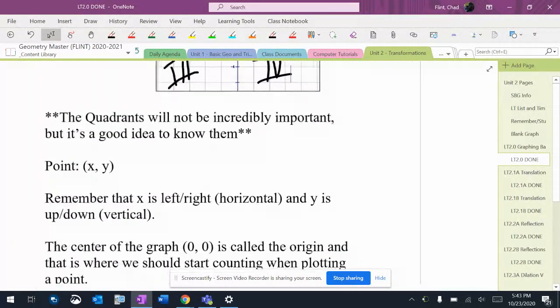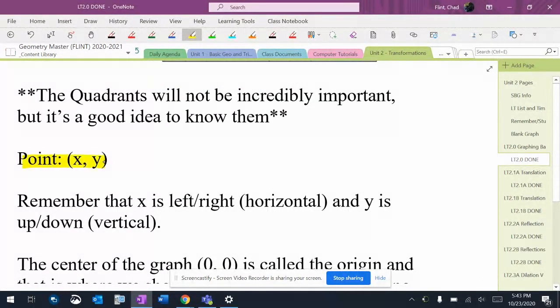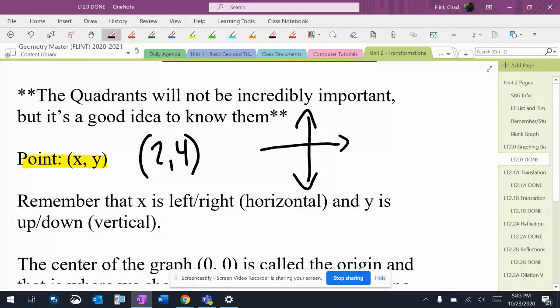All right. The second thing we have to know is that a point is going to be x and y. So if it's 2, 4, that means 2 in the horizontal direction, 4 in the vertical direction. Real simple little graph to remember. Y is vertical, x is horizontal.